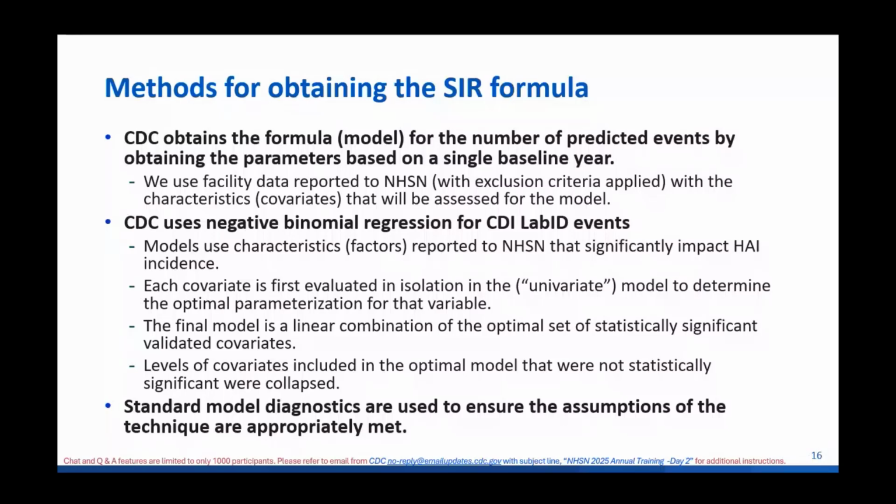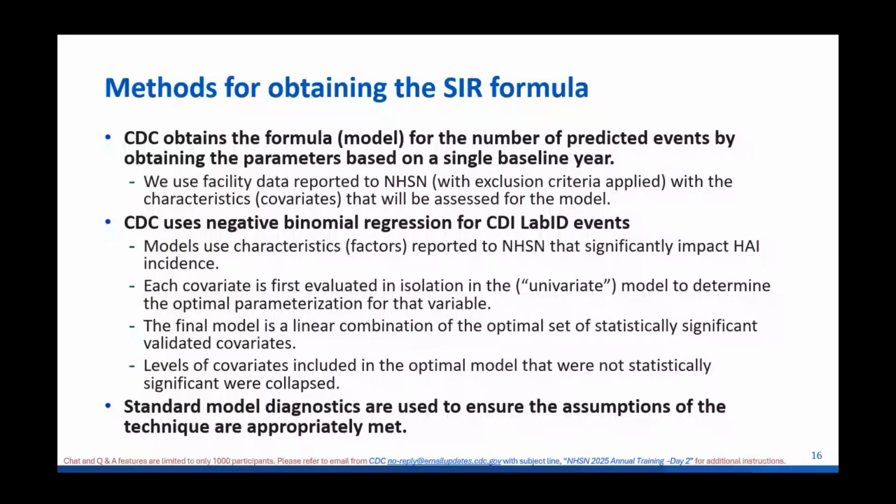Sorry, thank you. I can't tell if these are moving slow on just my end or everyone else's, so I apologize for the pause. So now let's get into the methods for obtaining the SIR. If you remember the SIR formula, it's really that bottom part of the ratio that we're here to inform, the number of predicted events. So how do we get this? First, we limit the data we're using for this modeling purpose to a single baseline year, which in this case was 2022.